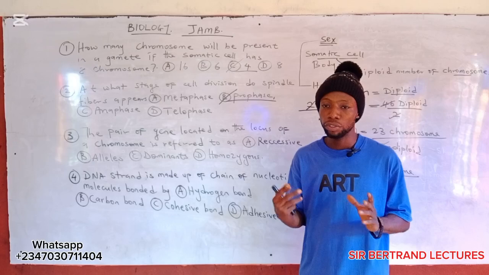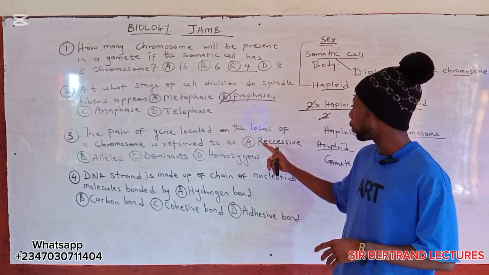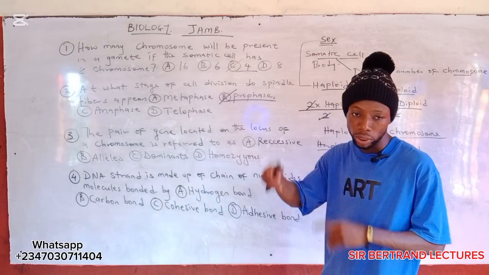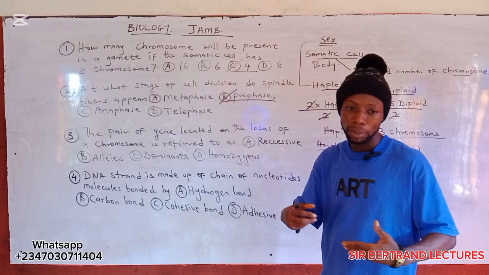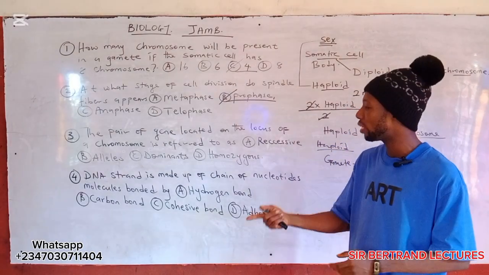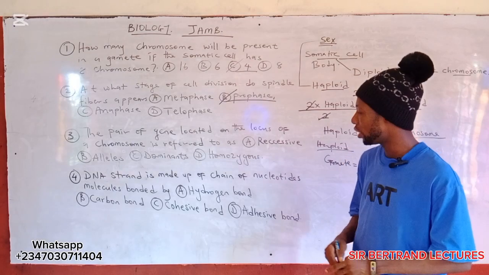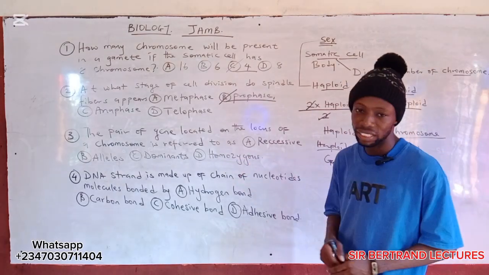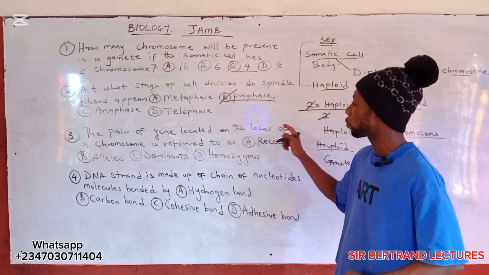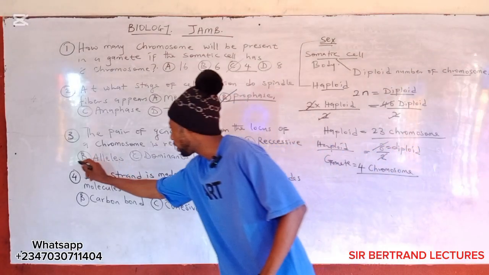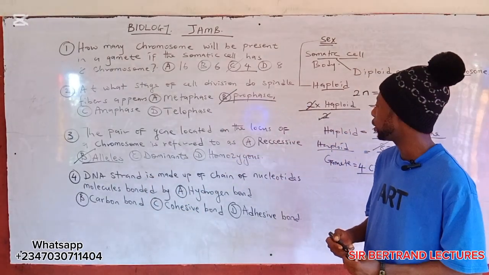Allele here is a pair of genes which combine together to form a single gene. All right, and this pair of genes are located on chromosome. Which part of the chromosome? The locus. All right, dominant is the gene that expresses itself in the presence of another gene, and that, on the board, is the opposite of recessive gene. Then homozygous is a gene of identical allele. Then the pair of genes located on the locus of chromosome is referred to as allele. That is a pair of single gene.